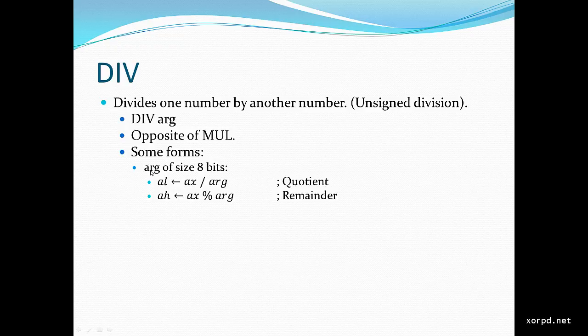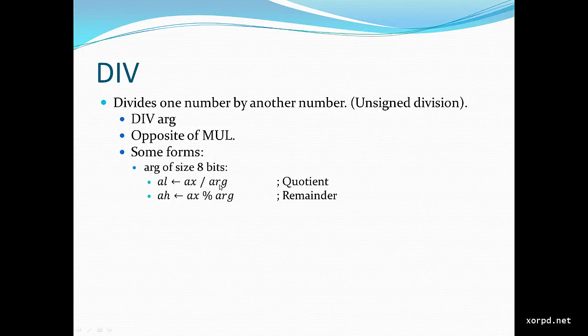Arg is the number used for division. That means that this is the action which is going to be invoked. At the same time, two things are going to happen. Ax is going to be divided by arg. This is the usual division that you know, but it has an integral result. It doesn't have a floating point result. It's not a fraction. The result is going to be a whole number, an integer. This is called the quotient, the result of the division.